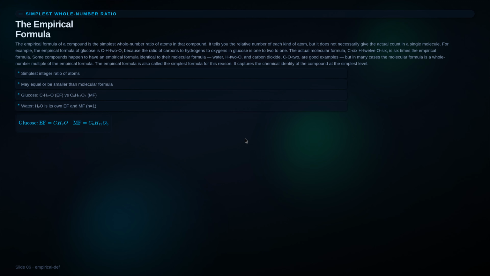The empirical formula of a compound is the simplest whole number ratio of atoms in that compound. It tells you the relative number of each kind of atom, but it does not necessarily give the actual count in a single molecule. For example, the empirical formula of glucose is CH2O, because the ratio of carbons to hydrogens to oxygens in glucose is 1 to 2 to 1. The actual molecular formula, C6H12O6, is 6 times the empirical formula.